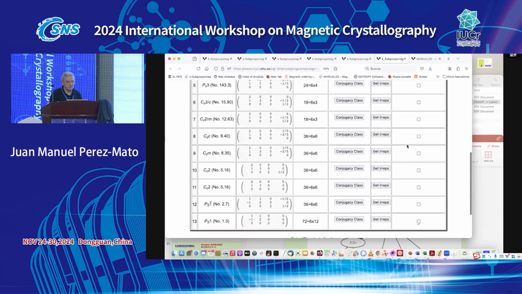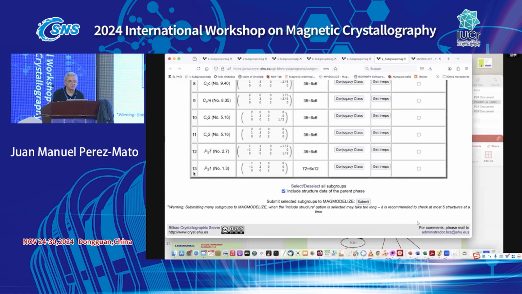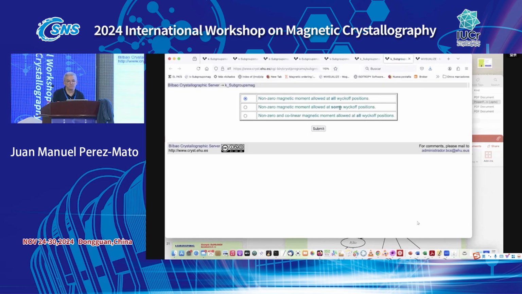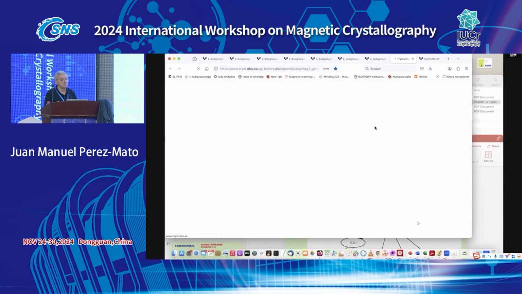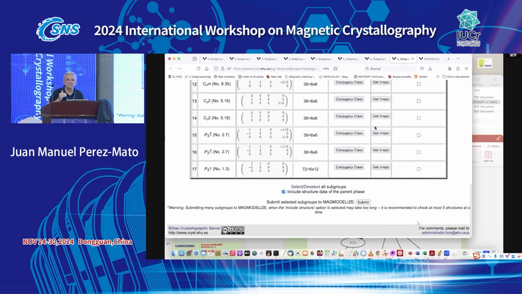So here it is, the list. And here is very important, here is the list of subgroups which allow a non-zero magnetic moment in all sites, okay? If you are not so choosy and you also want solutions where maybe some sites are forced to be zero, there are 13 groups. If I go here to more options, I have non-zero magnetic moment allowed at some Wyckoff positions, not all coming from this site. So in many cases you may have more possibilities, okay? And in this case you go to 17. This change from 13 to 17 means there are some symmetries which will force the moment to be zero at some of the sites. People who know much more than me about magnetism normally don't like these solutions.